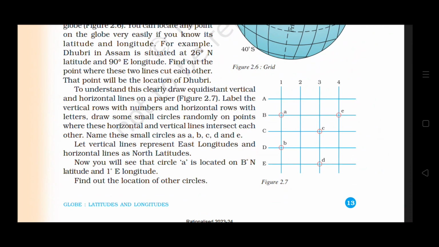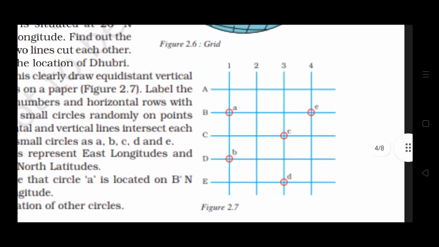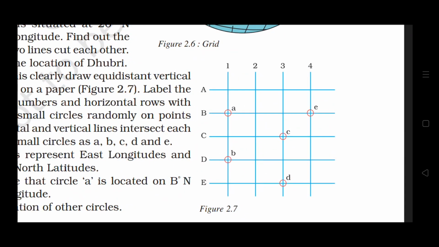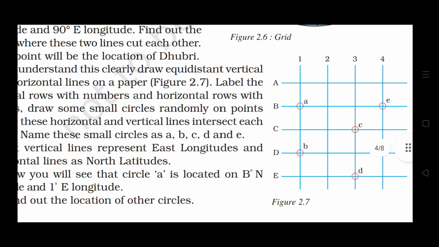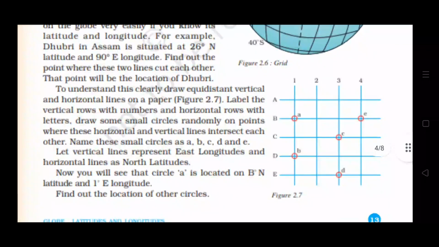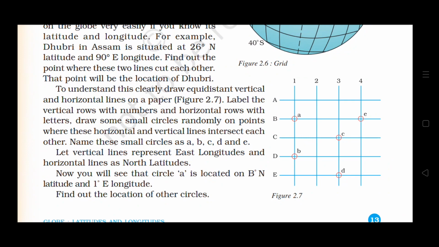To understand this clearly, draw equidistant vertical and horizontal lines on a paper. So you could see this example over here. Okay, so they are saying to make a horizontal and a vertical line. With the help of this example, you may notice that lines 1, 2, 3, 4 are drawn and lines A, B, C, D, E are drawn. Lines 1, 2, 3, 4 indicate longitude and lines A, B, C, D, E indicate latitude, and the intersection of these two would indicate the position of anything.